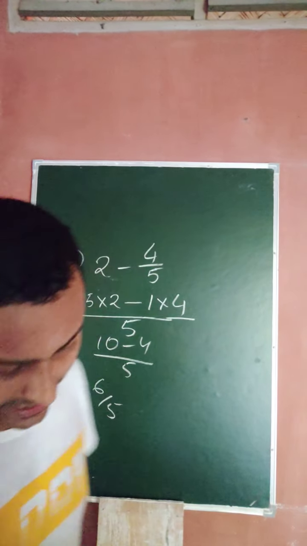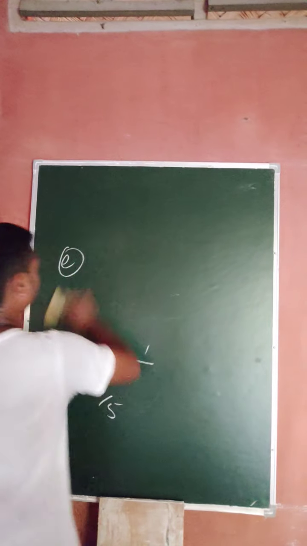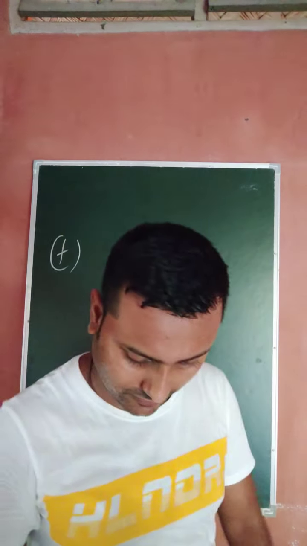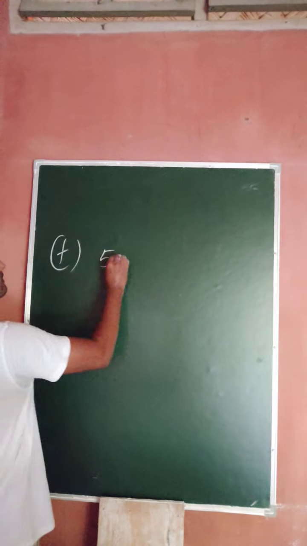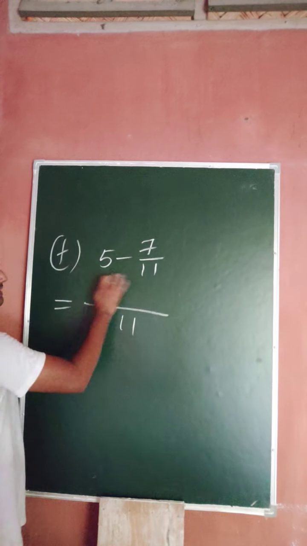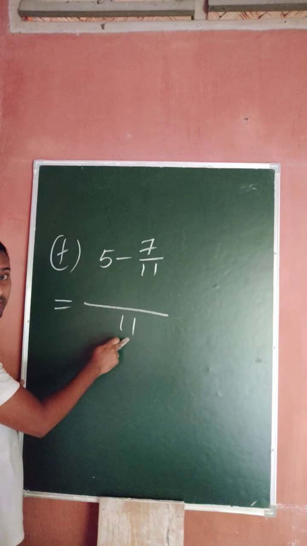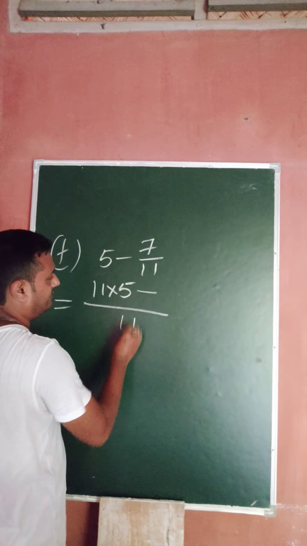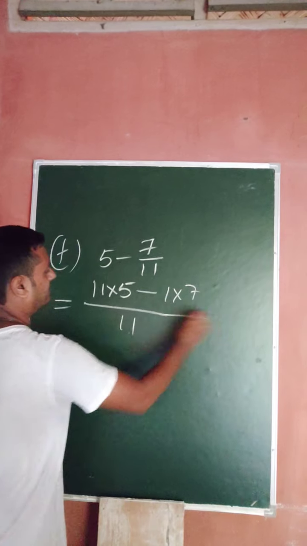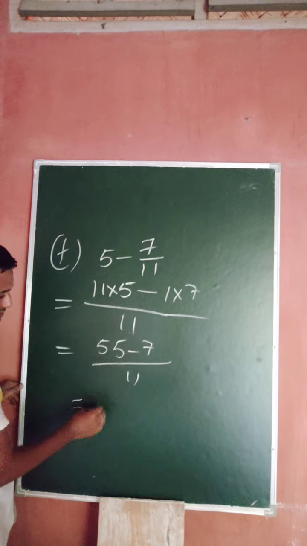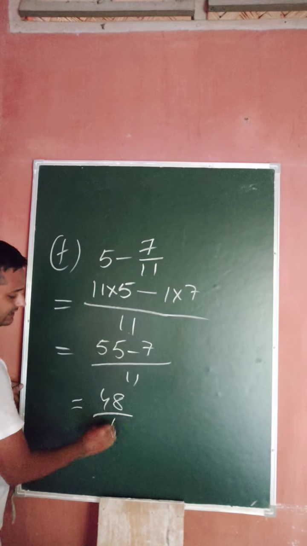So question number F. Question number F is what? 5 minus 7 by 11. So same thing. The LCM will be 11 because there is a 1. And 11 divided by 1 becomes 11. So 11 into the numerator 5. When 11 is divided by 11 it becomes 1, 1 into the numerator 7. So 11 times 5 is 55 minus 7 divided by 11. So it becomes 48 by 11.